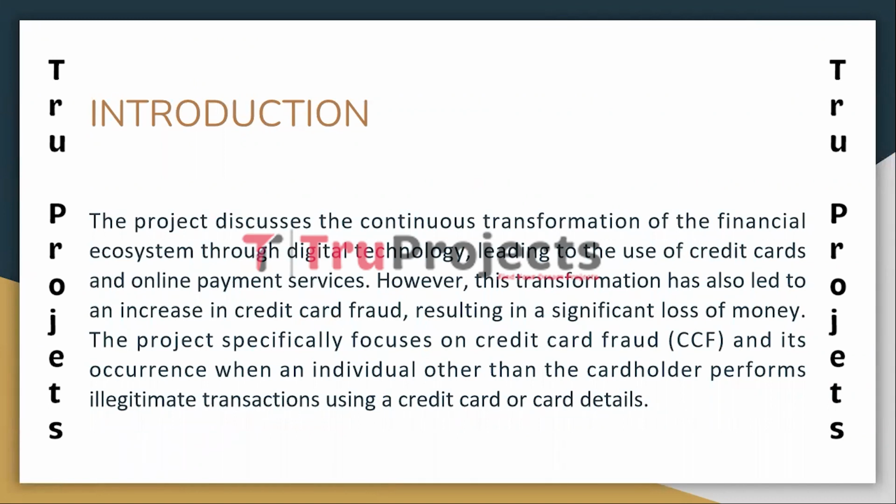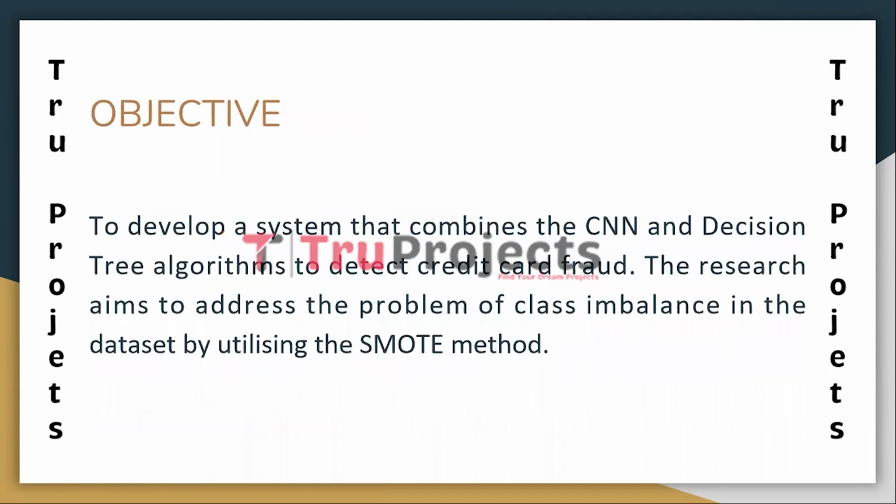The project specifically focuses on credit card fraud, and its occurrence when an individual other than the cardholder performs transactions using the credit card or card details. The main objective of this project is to use the CNN and decision tree algorithms to predict credit card fraud transactions, and to implement this project we have used the credit card fraud dataset from the Kaggle website.